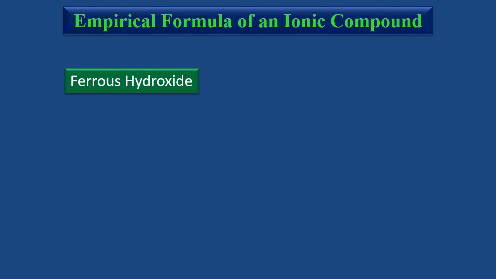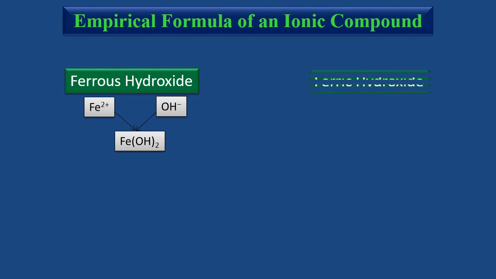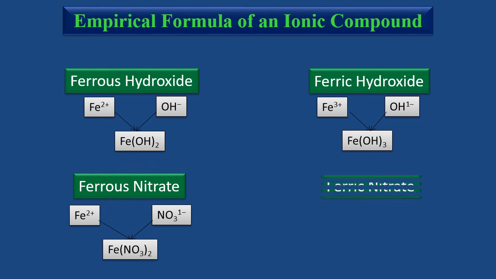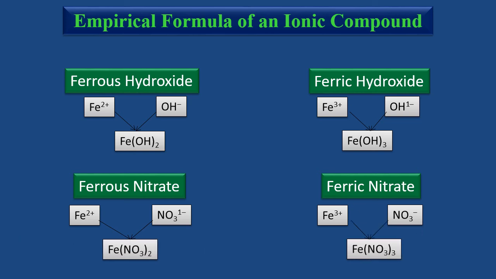Next is ferrous hydroxide. Ferrous ion is Fe2+ and hydroxide ion is OH 1-. So its formula is Fe(OH)2, and ferric hydroxide is Fe(OH)3. Ferrous nitrate, Fe2+, NO3 1-. So its formula is Fe(NO3)2. And the formula of ferric nitrate is Fe(NO3)3.